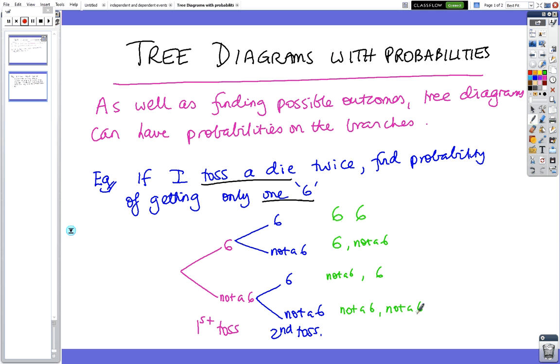Don't forget, we could have called not a 6, we could have put 6 with a dash above it. So this could be 6, 6, 6, 6 dash, 6 dash, 6, and 6 dash, 6 dash. So they're the outcomes. Now let's have a look at just adding some more information. The chance of getting a 6 is 1 on 6. So the chance of getting not a 6 is 5 on 6, because all of them have to add to 1. And then same thing again.